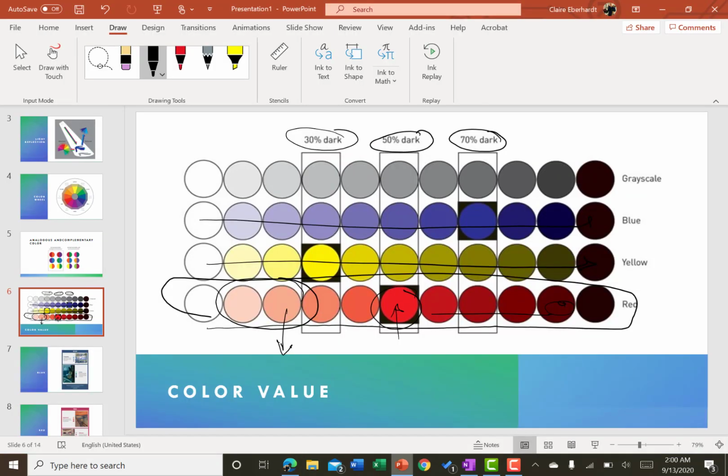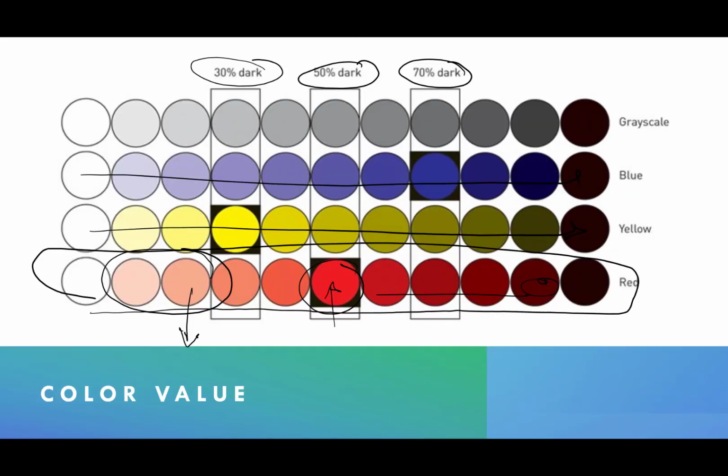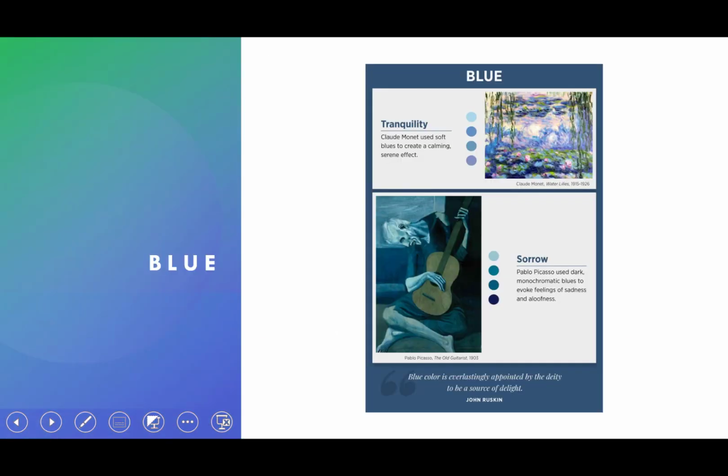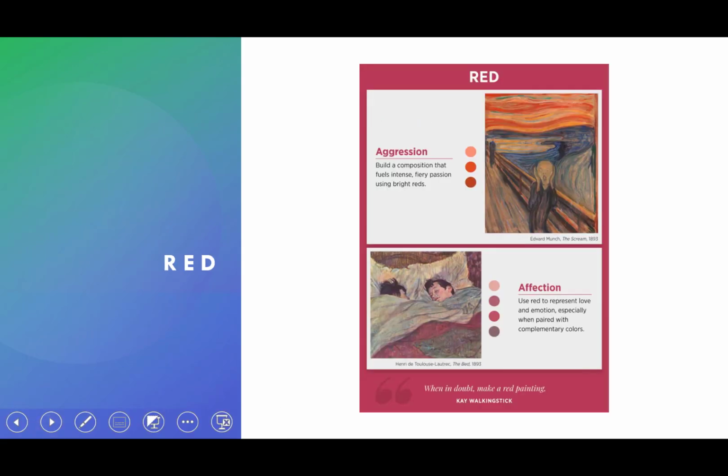And then if we look at artists and how they use it, here we can kind of go through. So blue, again, as I mentioned, Picasso, right? Sorrow. When he was in his depressive phase, he did a ton with blue. And that was intentional, not just subconscious. But you also have Monet, where it creates this sense of calming, serene impact. And then we have red.